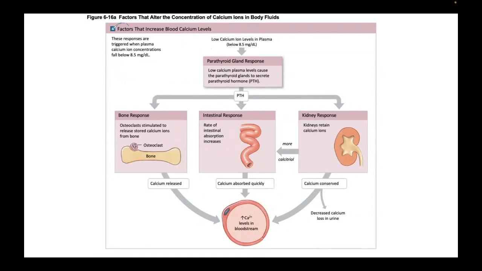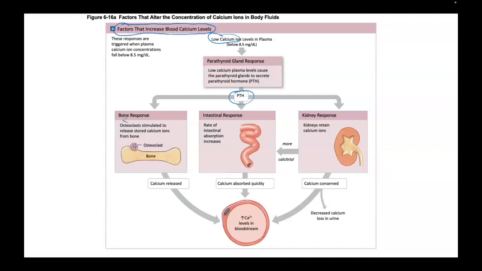Here we have factors that can increase blood calcium levels. So something happened, we have low calcium in your blood, and we're trying to raise it. So the parathyroid gland releases parathyroid hormone. It's going to go to the bone, the intestines, and the kidney.